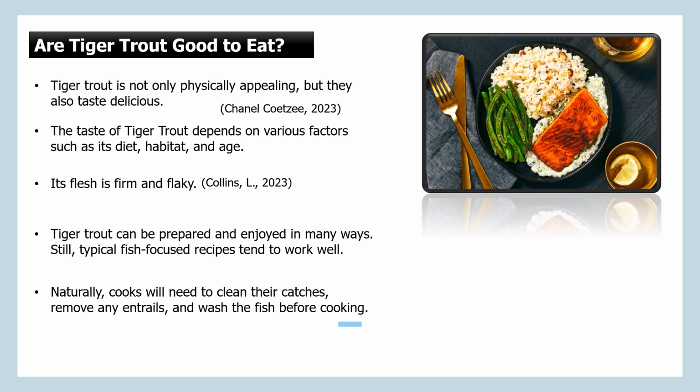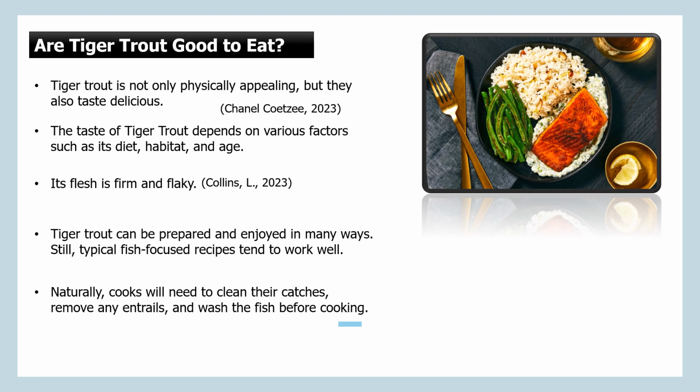Is tiger trout good to eat? The tiger trout is not physically appealing, but it has a delicious taste. The taste of tiger trout depends on various factors such as its diet, habitat, and age. The flesh of this tiger trout is firm and flaky.